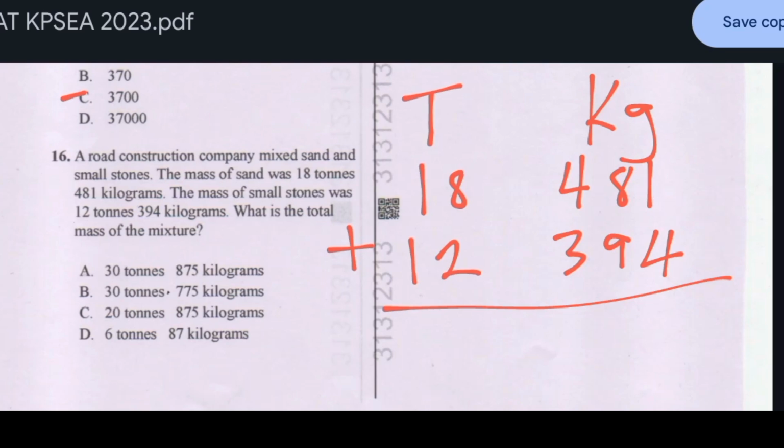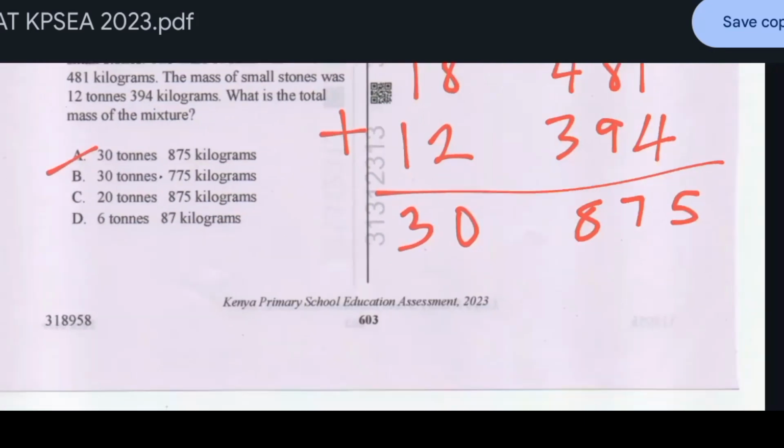We add that. So 1 plus 4 is 5. 8 plus 9 is 17. Put 1 there. 1 plus 4 is 5 plus 3 is 8. 8 plus 2, 10. And that one gives us 3. So 30 tons, 875 kilograms.